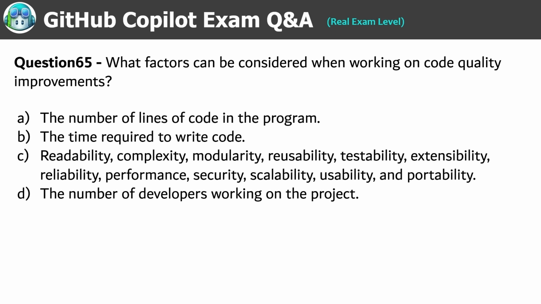Question 65. What factors can be considered when working on code quality improvements? And the answer is C. Readability, complexity, modularity, reusability, testability, extensibility, reliability, performance, security, scalability, usability, and portability. Correct? These are the factors.